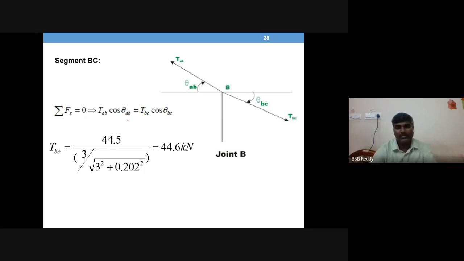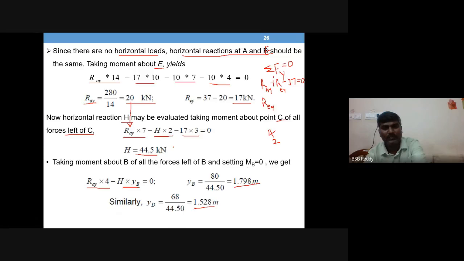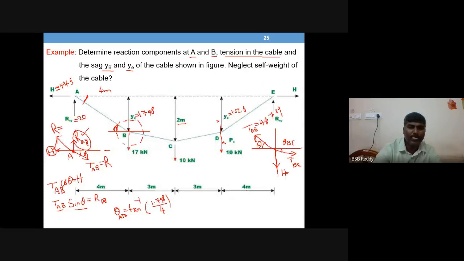So TAB cos theta AB, this diagram as it is I have drawn it there. Sigma fx equals 0: TAB cos theta AB is equal to TBC cos theta BC. So now TBC is equal to TAB, which is 44.5, into cos theta AB, divided by cos theta BC, written like this. That is from geometry. How do you find theta BC?